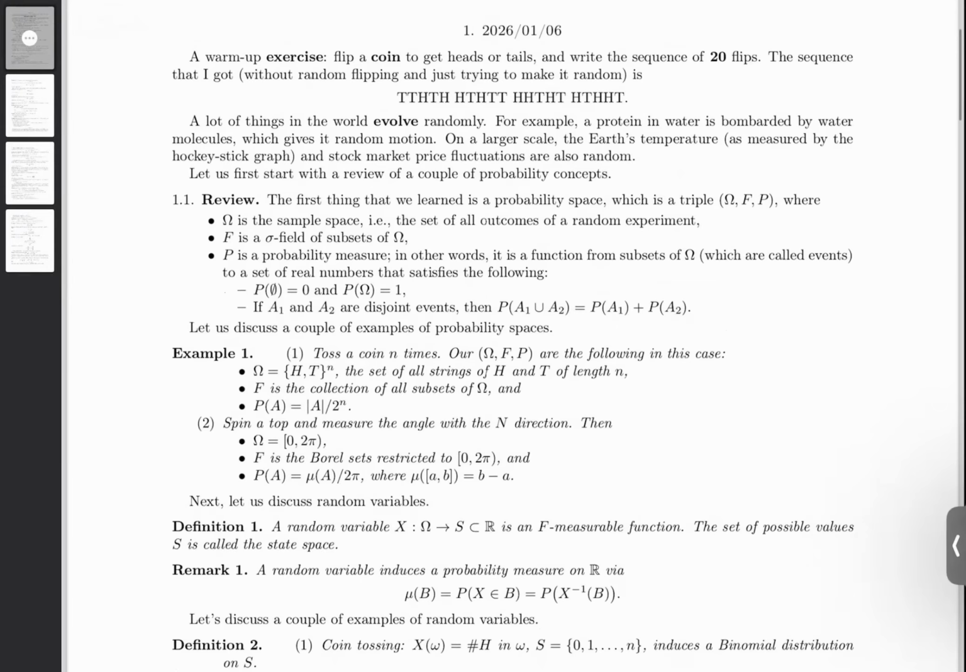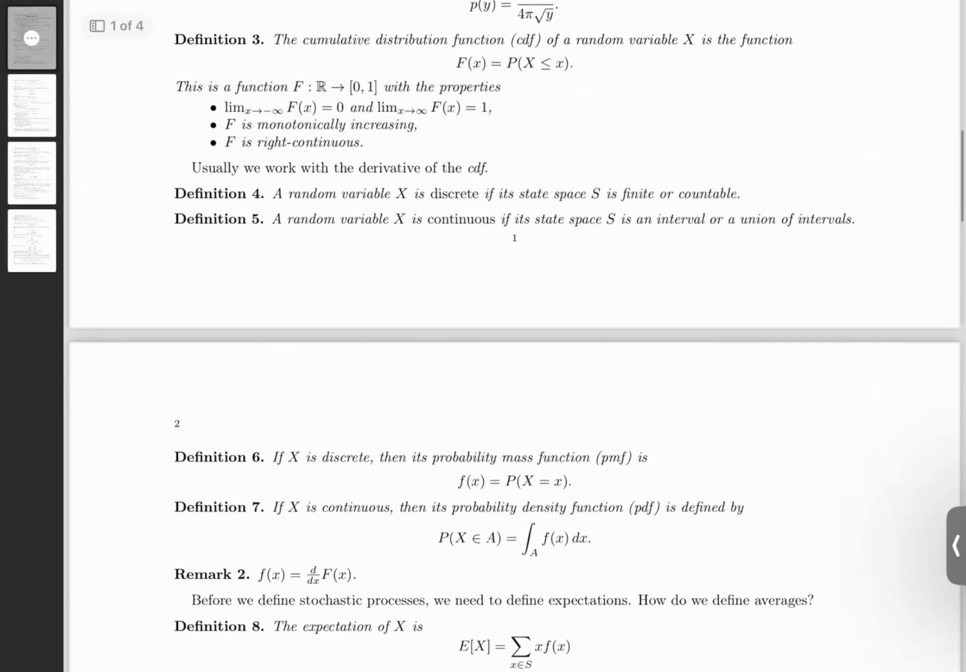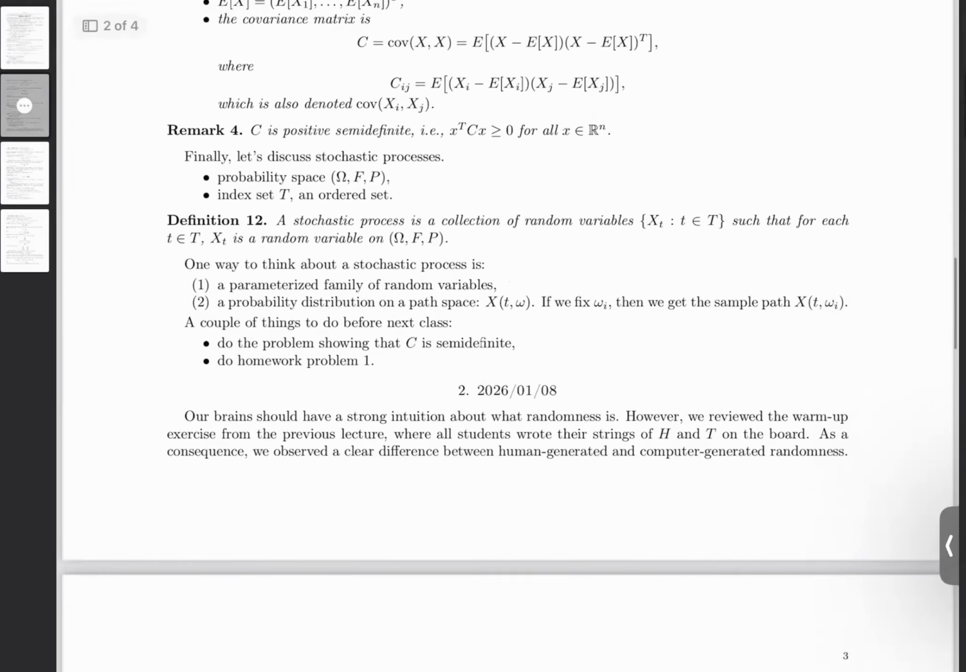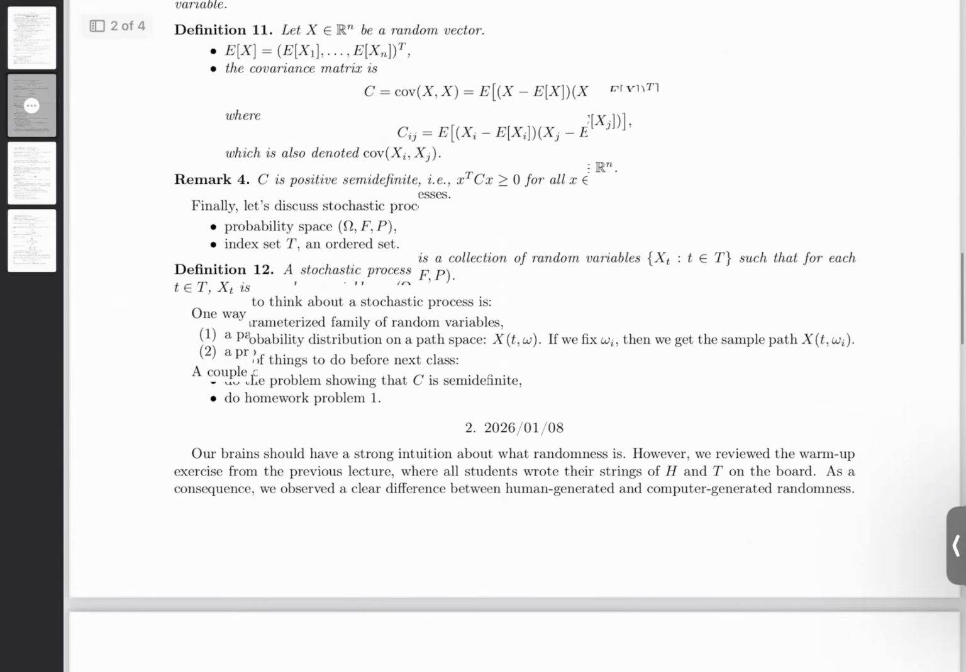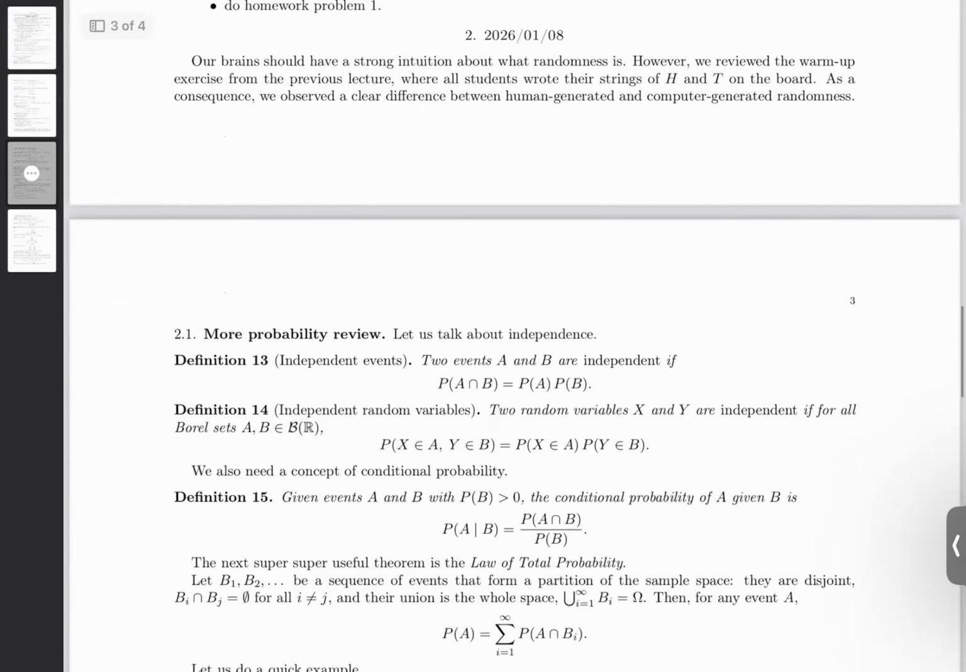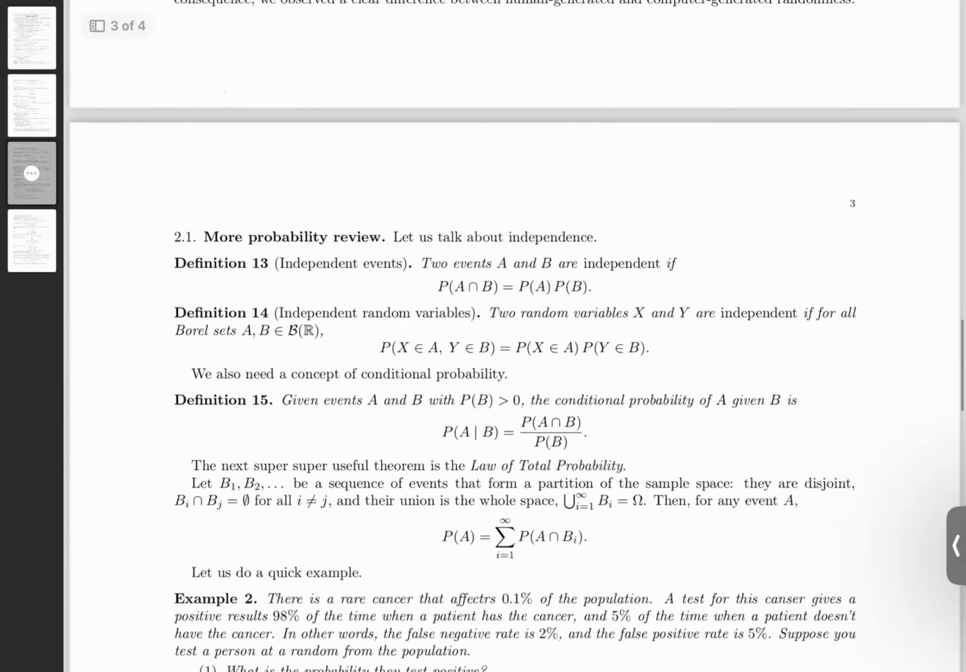For the first part of the class, we're going to review probability, and that's basically what we did for the entire first lecture. In the second lecture, we had a little more probability, and we finally started talking about stochastic processes and one concrete example, Markov chains.